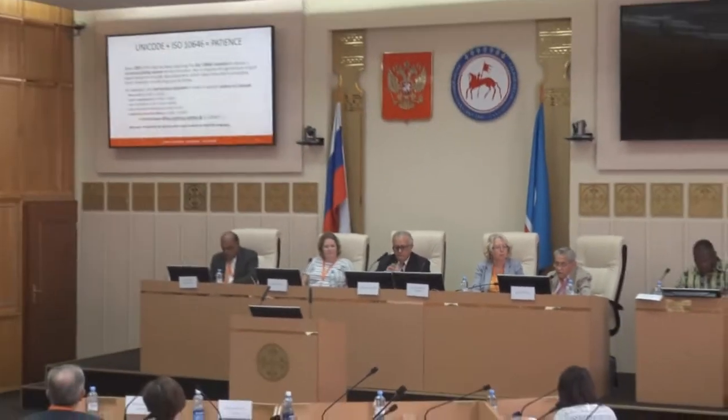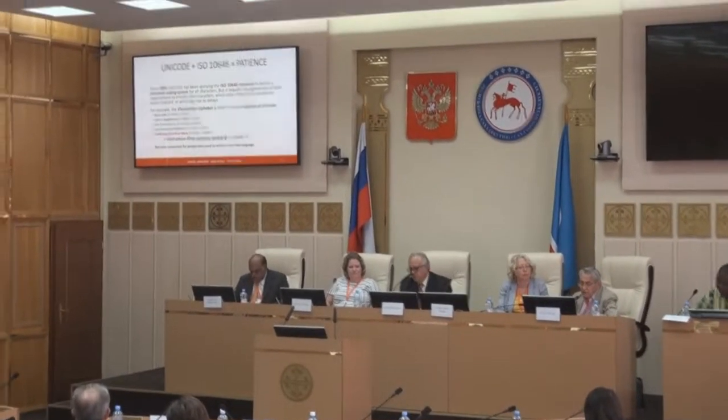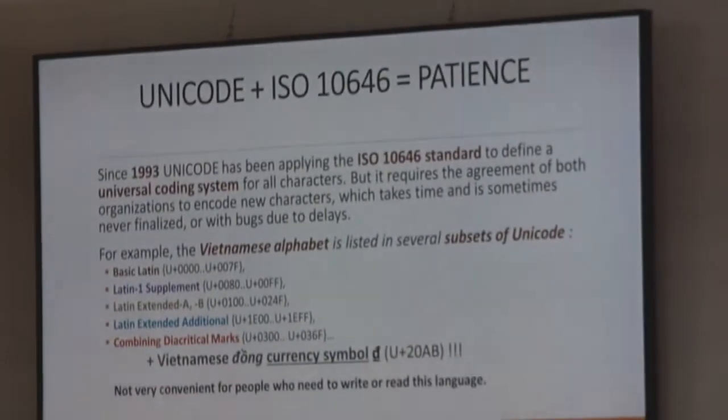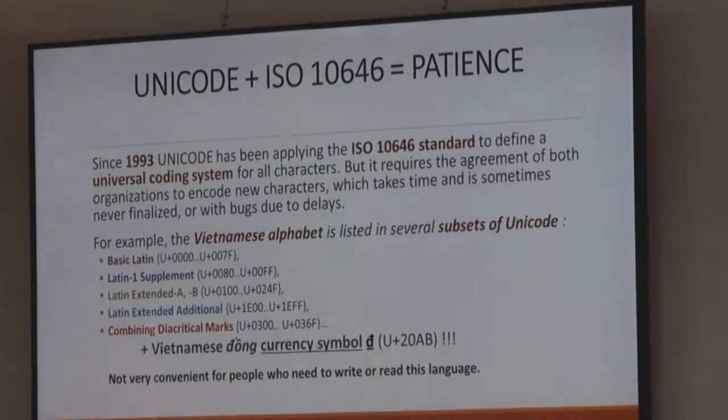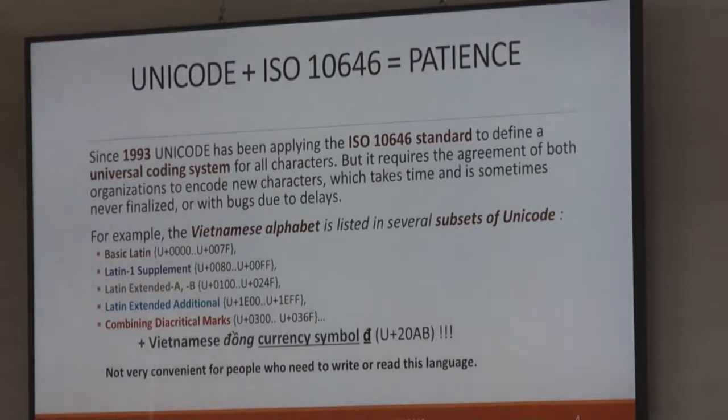For example, it's got six subsets which are, let's say, the borrowed symbols which were already defined for that, like basic Latin, supplement for Latin, extended for Latin, additional extension for Latin, that means you see the difference with the basic standards. And that was to create the dong, I'm not sure that's the right pronunciation for Vietnamese, but it's a money symbol, a dollar. It's not as big as all of course.